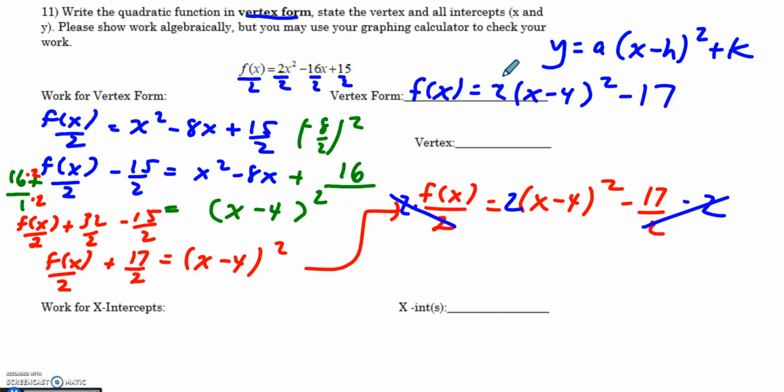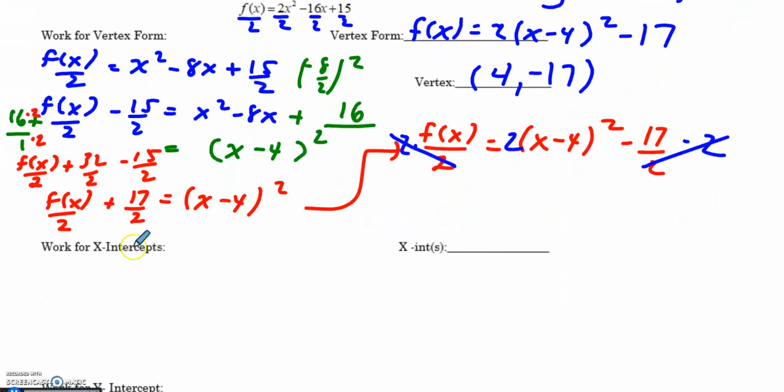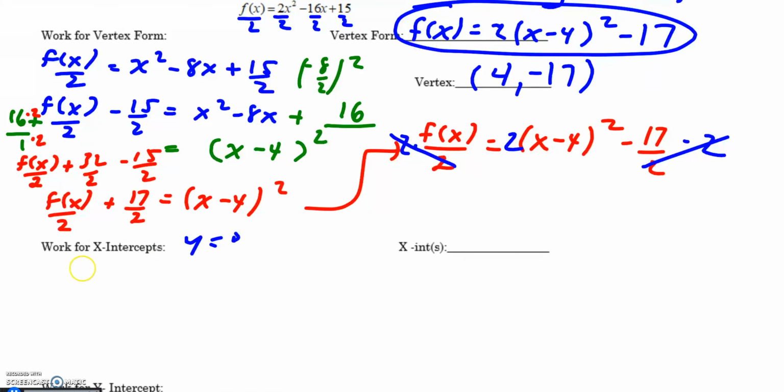And now that I look at my function, inside the parentheses is always the opposite sign, so the vertex would be (4, negative 17). To find my x-intercepts, what I'm going to do is set this vertex form I just had equal to 0, because y is 0, so f of x equals 2 times x minus 4 quantity squared minus 17.